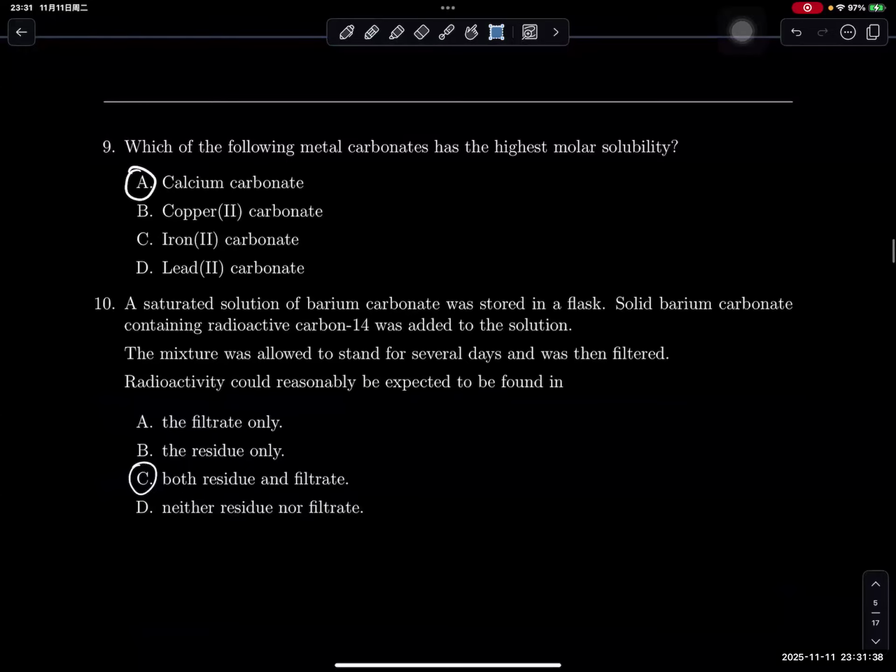Question 9. Which of the following metal carbonates has the highest molar solubility? Best for this question, look on the formula sheet and get the KSPs. Because everything has the same stoichiometric ratio, for example, calcium carbonate is CaCO3, copper carbonate is also CuCO3. So when they dissolve, it's one to one, one anion and one cation.